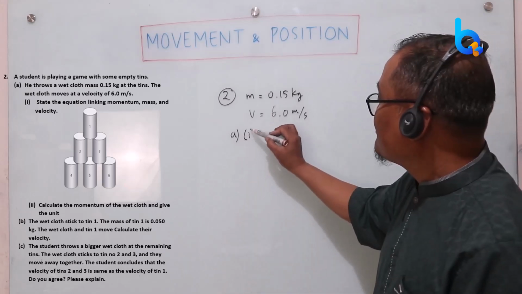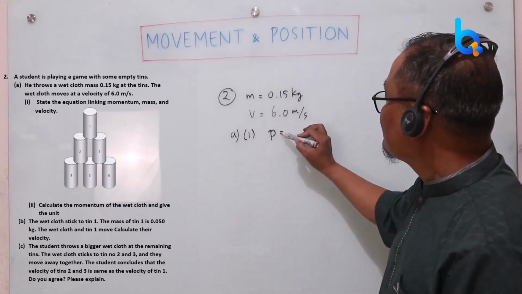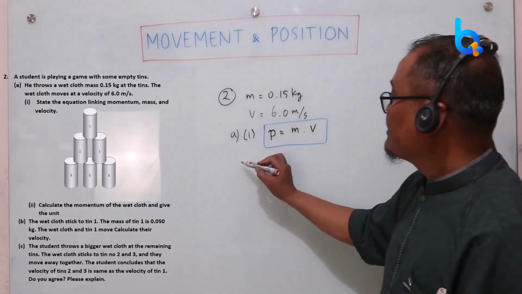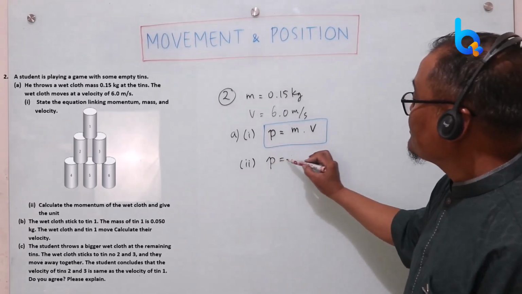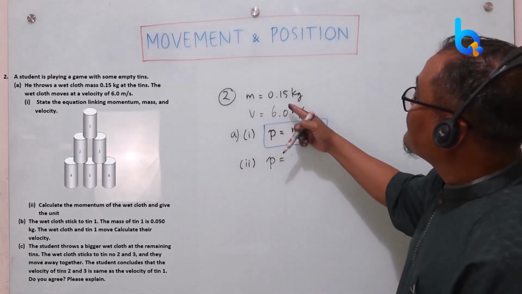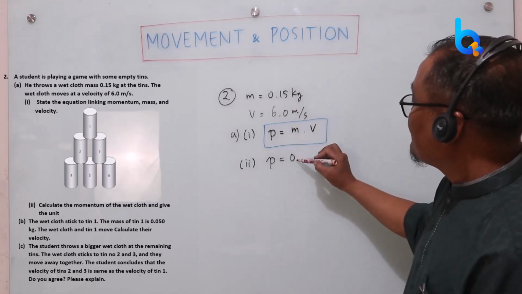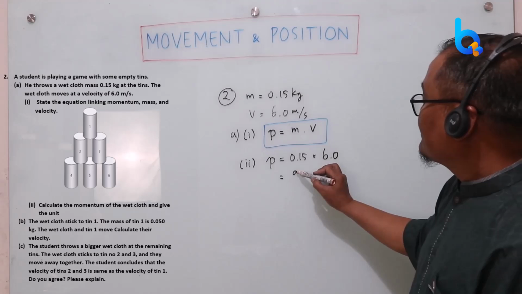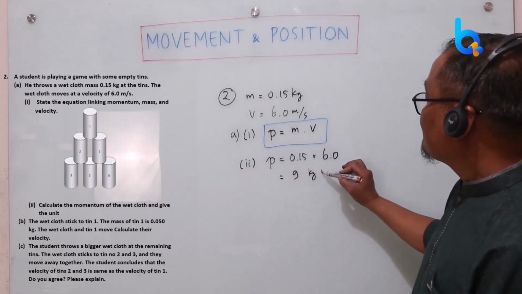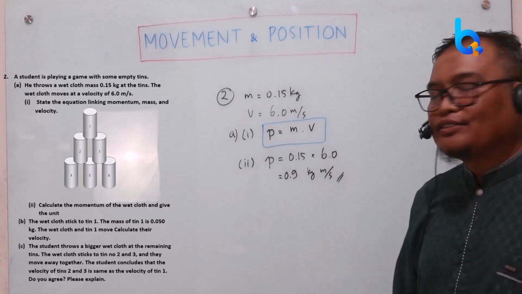Okay, this one is number 1. So momentum equals mass times velocity. Next, calculate the momentum of the wet cloth and give the unit. Momentum equals, we substitute the mass 0.15 kilogram times 6.0, so it equals 0.9 kilogram meter per second. Okay, we continue to B.